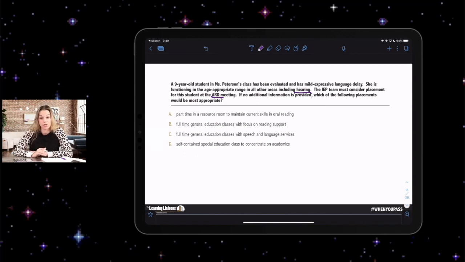A, part-time in a resource room to maintain current skills in oral reading. B, full-time general education classes with focus on reading support. C, full-time general education classes with speech and language services. Or D, self-contained special education class focused on concrete academics.